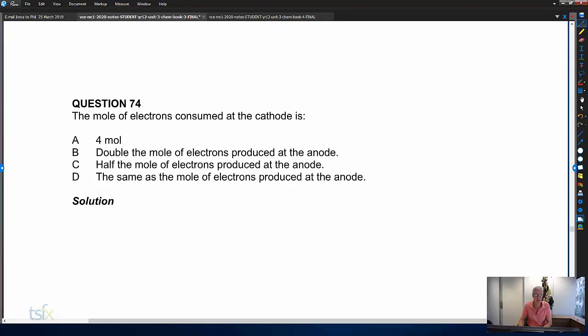And then 74, I guess we're trying to trap you. At the cathode, we know that the oxygen should be reduced. And so we've got O2, 4H+, 4 electrons going to 2H2O at the cathode. So the question's expecting you to have thought about that, and that's why A is the answer.